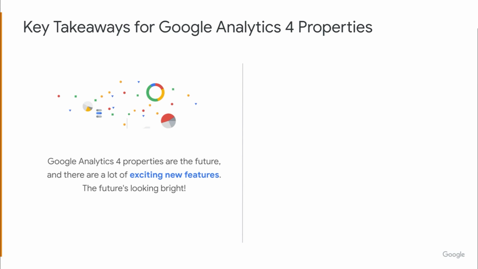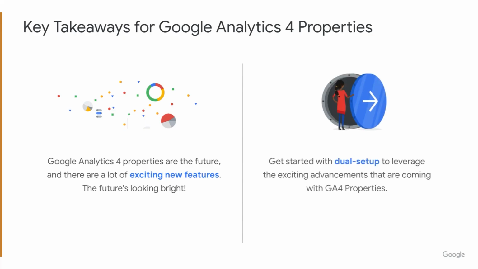So as you can see, there's a lot of new and exciting features in Google Analytics 4, and the future is looking bright. So go ahead and get started today with dual setup, meaning keep your current Universal Analytics property, but go ahead and get started with a Google Analytics 4 property so that you can leverage the exciting advancements that are coming with GA4 properties.